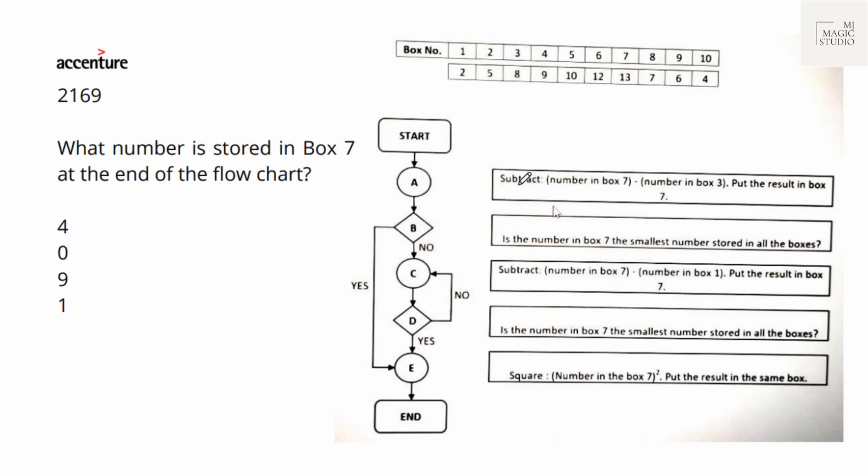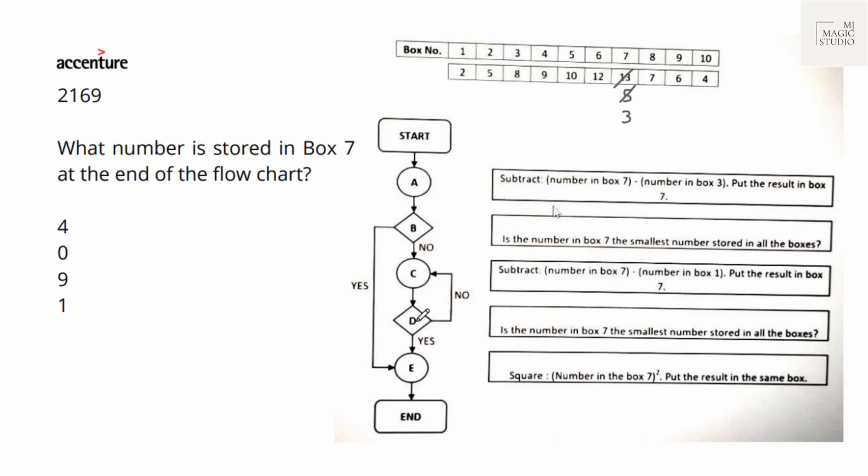Let's run it. Subtract number in box 7, that is 13, minus box 3, that is 8. 13 minus 8 is 5, and put the result in 7. So that is 5. Now B. Is the number in box 7, that is 5, the smallest number stored in all boxes? No. We go to step C. Subtract number in box 7, that is 5, minus number in box 1, that is 2, that would be 3. Put the result in box 7. Now this 5 becomes 3.